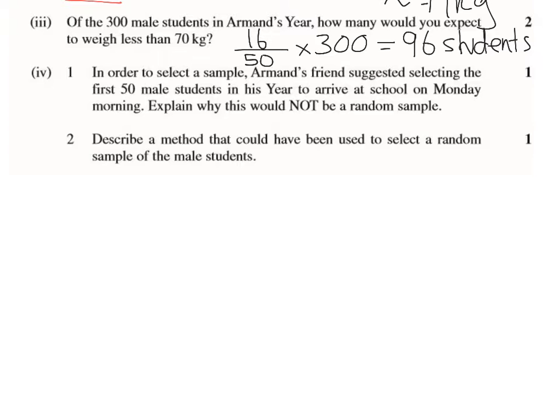All right, and the last one, describe a method that could have been used to select a random sample of the male students. So 50 names out of a hat containing all 300 names, a random sample generator on a calculator or an Excel spreadsheet. Either of those will get you that 1 mark there.